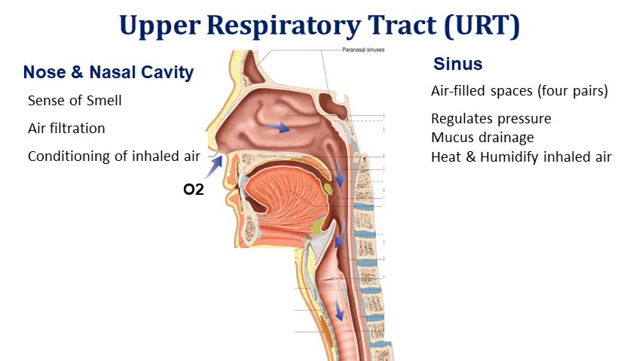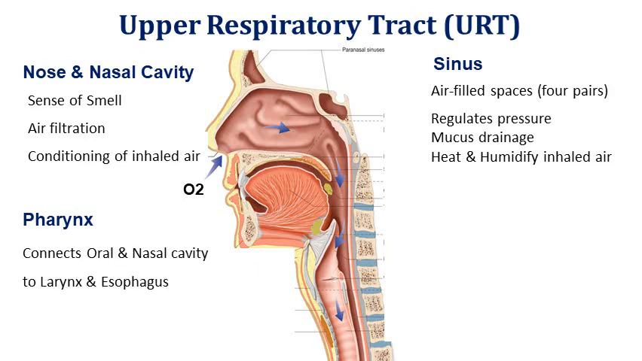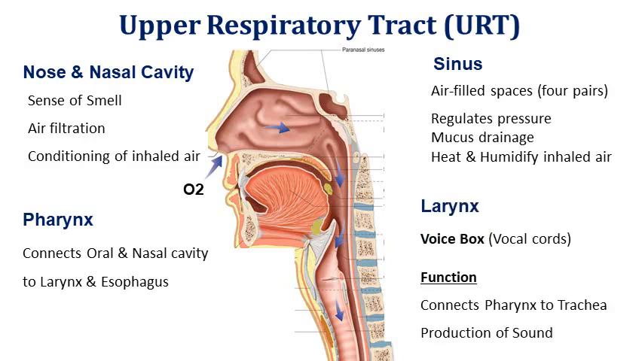Then the inhaled air travels through the next part, which is the pharynx. The pharynx is the common passage for both the oral and nasal cavity, and it connects these cavities to the larynx and esophagus. The next part is called the larynx. The larynx is also known as the voice box, in which the vocal cords are situated, and that's why it is also known as the sound box. So the larynx has two main functions. It connects the pharynx to the trachea and it is responsible for production of sound.